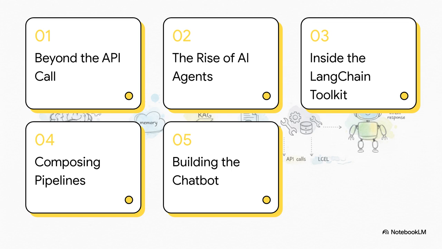First, we'll talk about the why, all the real-world headaches you run into when building AI apps. Then we'll get into the what, this whole new paradigm of AI agents. After that, it's all about the how. We'll crack open the LangChain toolkit, see how to chain things together with LCEL, and finally put it all together to build a chatbot that actually knows what it's talking about.